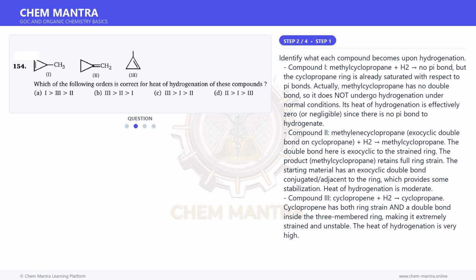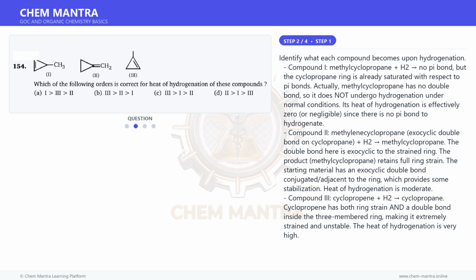Compound 2, methylenecyclopropane, has an exocyclic double bond on cyclopropane, plus H2 to give methylcyclopropane. The double bond here is exocyclic to the strained ring. The product, methylcyclopropane, retains full ring strain. The starting material has an exocyclic double bond adjacent to the ring, which provides some stabilization. Heat of hydrogenation is moderate.